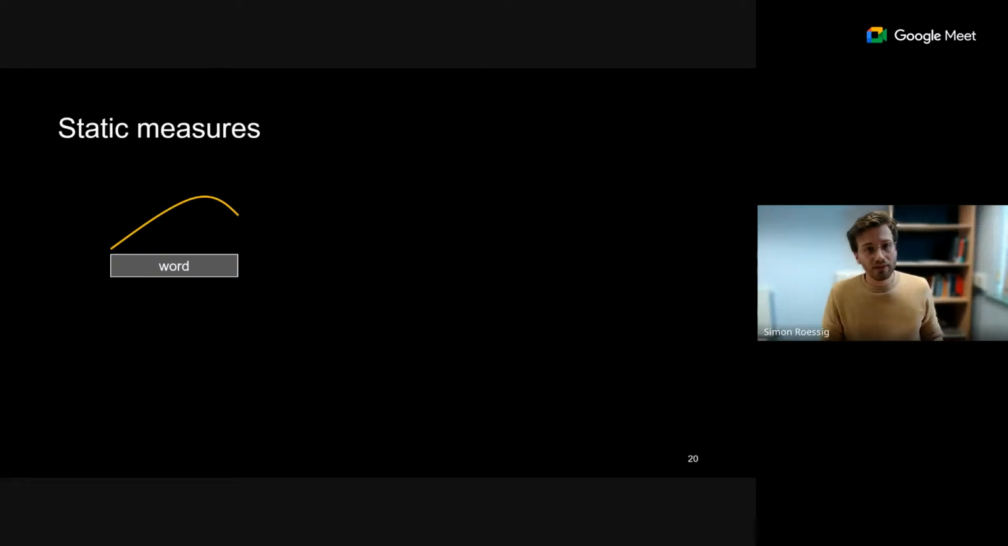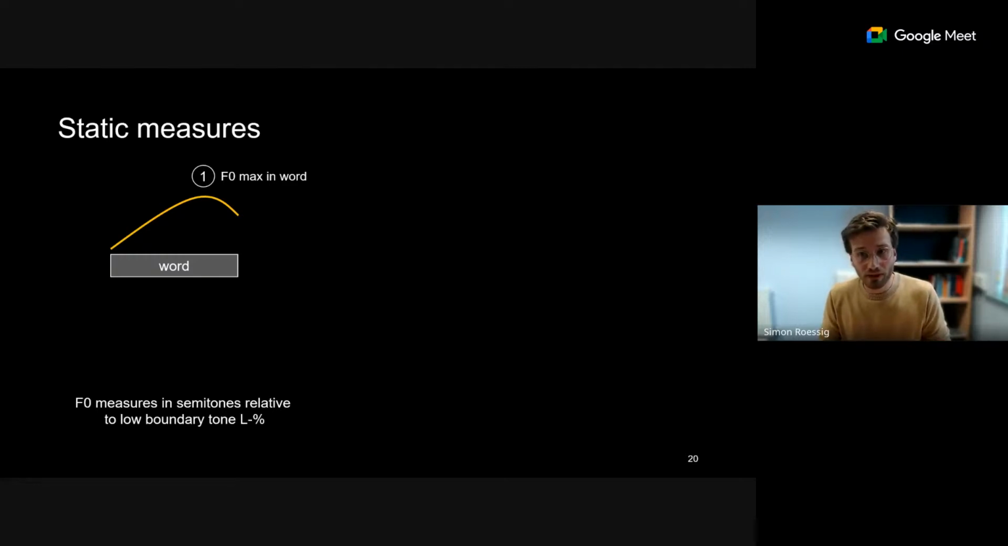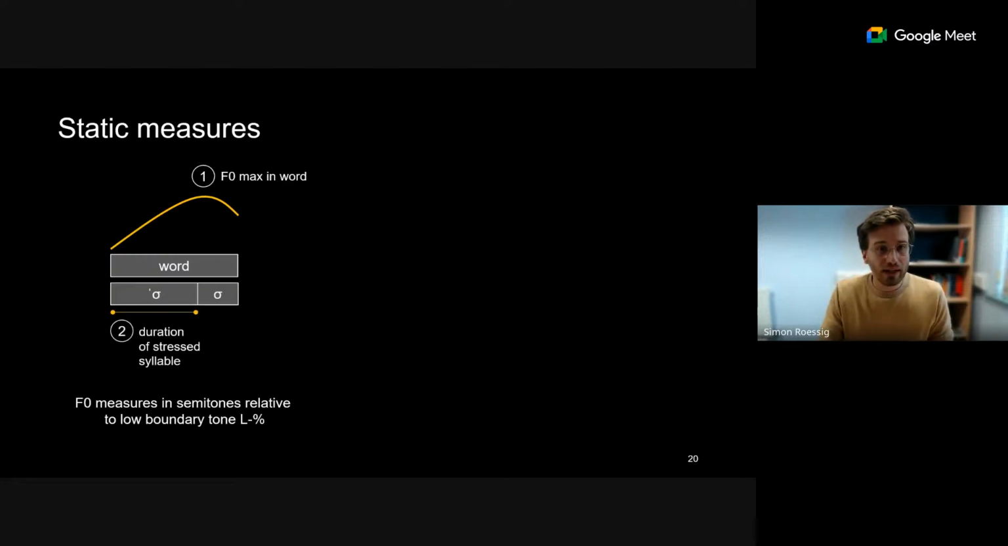Now we continue the investigation by measuring two phonetic parameters in each of the words and analyzing them. One will be the F0 maximum of the word. And again, remember, the F0 measures are in semitones relative to the low boundary tone, L-%, at the end of the sentences for each speaker. And then we also consider the temporal domain and measure the duration of the stressed syllable.